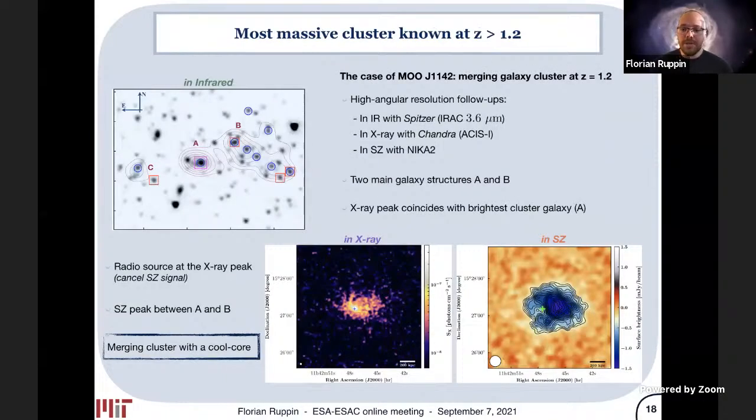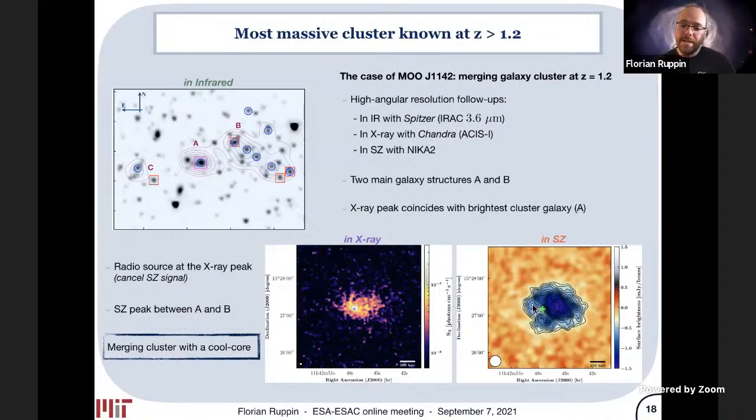So here I'm showing you the typical maps that we get for those 10 clusters. I'm showing here the case of the most massive cluster in the sample, MOJ1142, at a redshift of 1.2. You can see here the map that we obtain in infrared using Spitzer, here the one that we obtain in X-ray with Chandra, and here the one in SZ at 150 gigahertz with NIKA2. What we can see for this cluster is that we can clearly see 2 main galaxy structures that we call A and B, and the X-ray peak that is shown here with the blue cross coincides with the brightest cluster galaxy that is at the center of the A substructure.